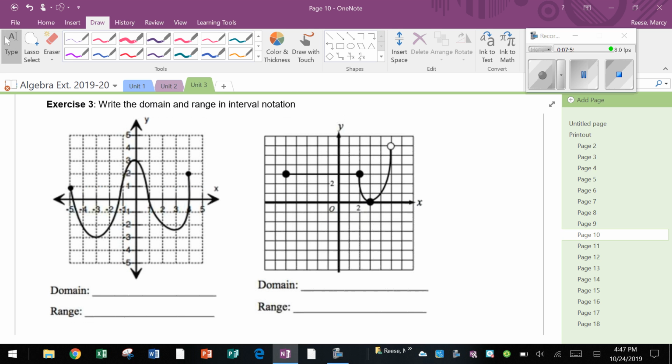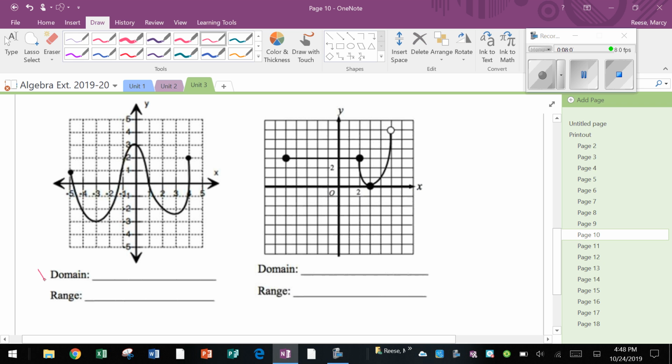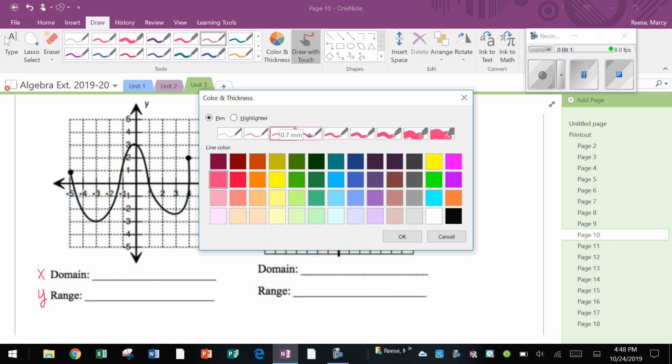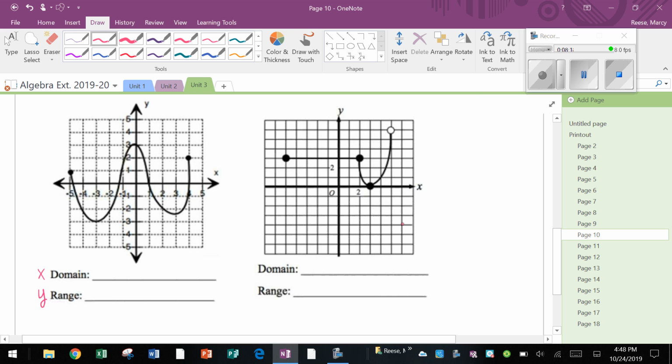So when you come up here to exercise 3, it says write the domain and range in interval notation. Domain, remember, are the X's, and range are the Y's. All right, so I'm going to make this just a little bit thicker. And we're going to start with domain. When we look at domain, we talk about X's from left to right. So you're basically looking to see where it starts from left to right. So it starts at -5. That's the lowest X value we're going to use.